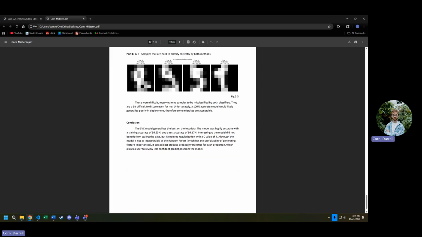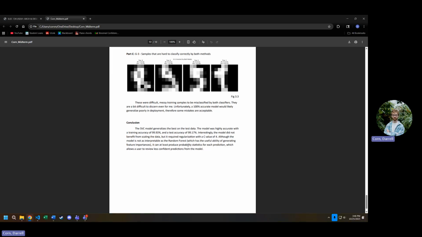Okay. Well, to conclude this, I think the support vector classifier would generalize best on the test data. The model was highly accurate, with 99% on test and training data. It was interesting that the model didn't benefit from scaling of the data, but I think that is just because the data is already scaled, so it was kind of redundant. One drawback to the support vector classifier is that it's not as interpretable as the random forest. Random forest has the ability to generate those feature importances, which is very neat.